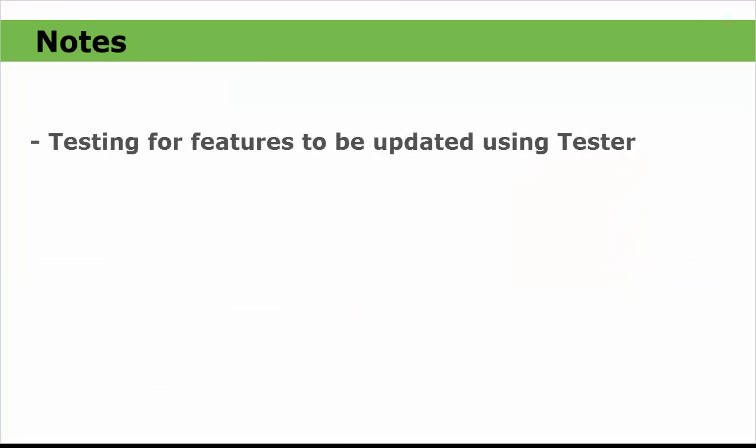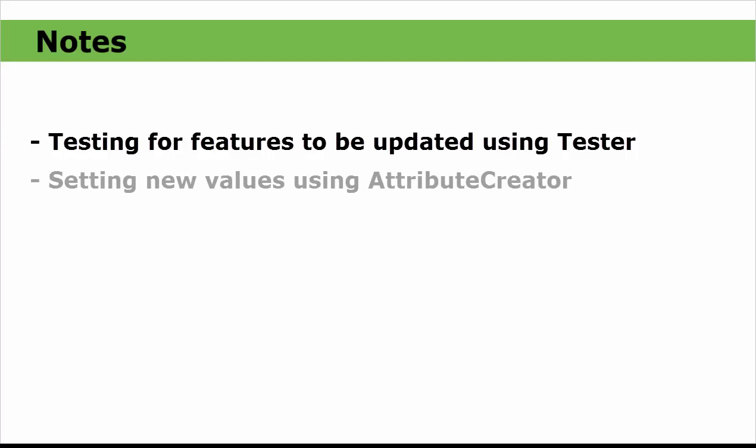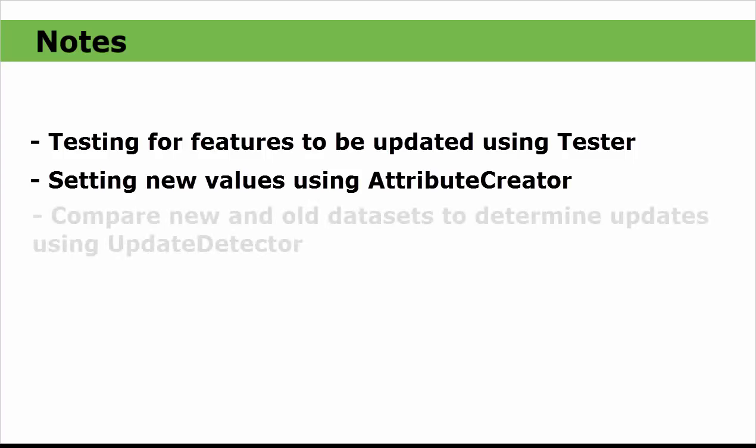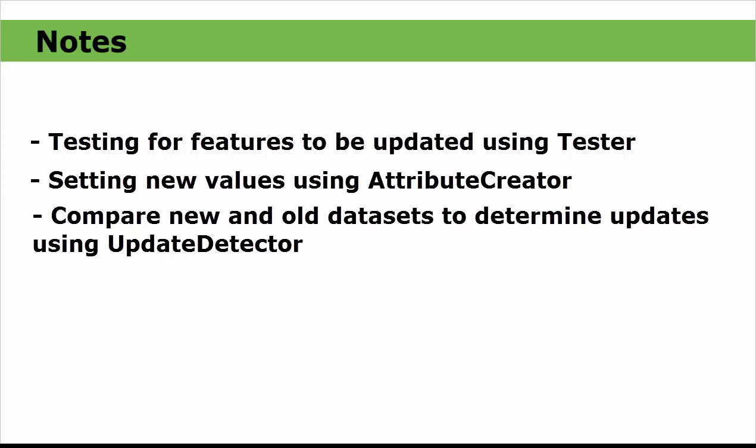Note that the method shown here has us testing for values in the existing table and then setting new values. Often, though, updates to a dataset are captured elsewhere in a different file. In this case, the updates need to be compared to the existing table in order to determine what features were actually updated. The update detector transformer is very useful here. Check out this video to see it in action.